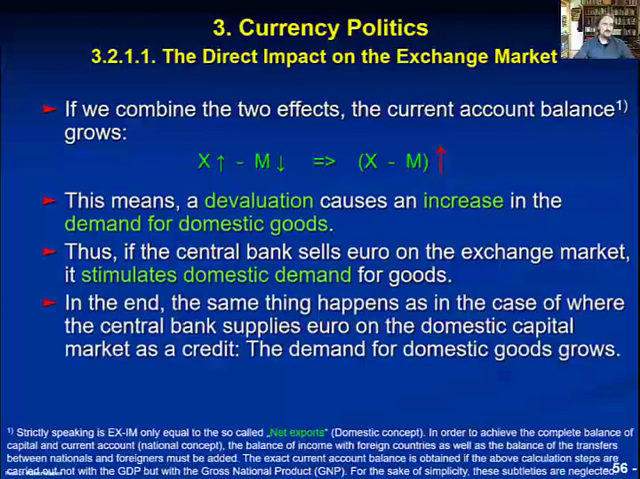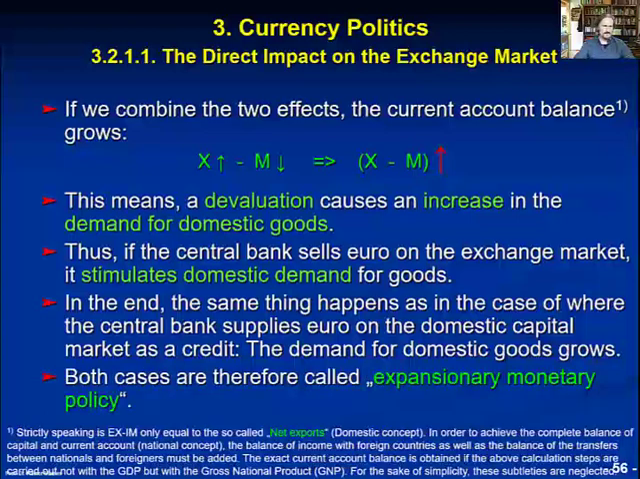In the end, the same thing happens as in the case where the central bank supplies euro to the domestic capital market as a credit. In this case, the interest rate falls, and as a result, the demand for domestic goods grows also. Both cases are therefore called expansionary monetary policy.